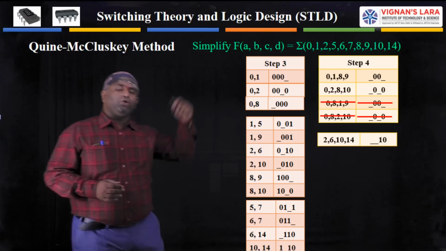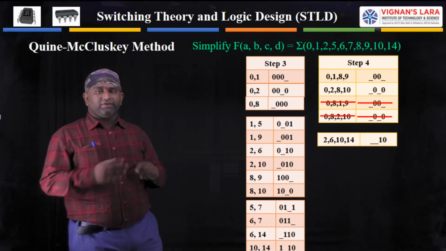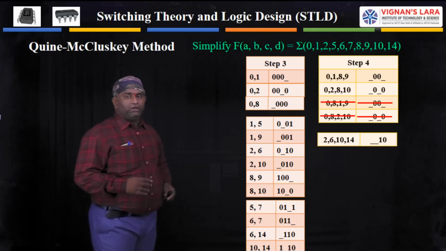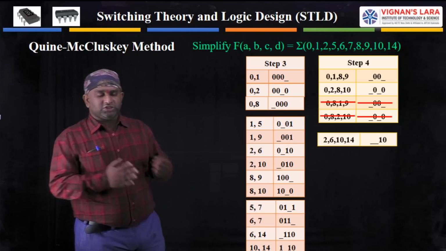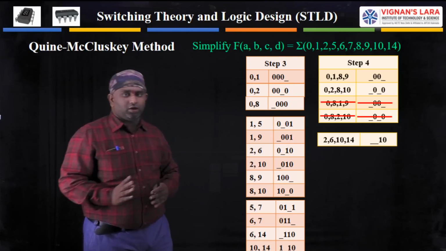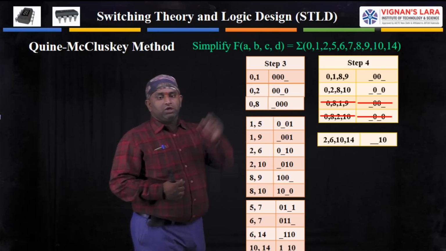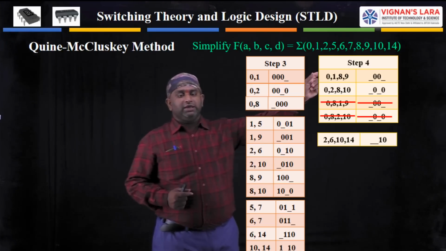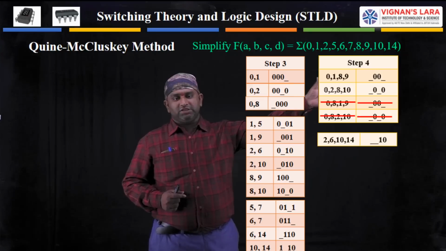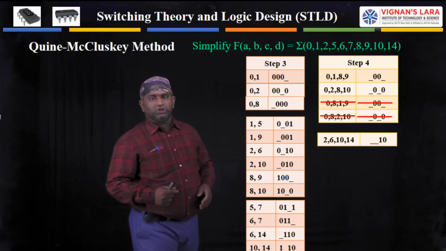If it is there, you have to go for the 5th step, otherwise you can leave. Now coming to here, what I said is that from step 2 to step 3 you have to check whether all the terms are covered or not. Like that, from step 3 to step 4 you also have to check. Is the 0-1 combination present at any place in step 4?